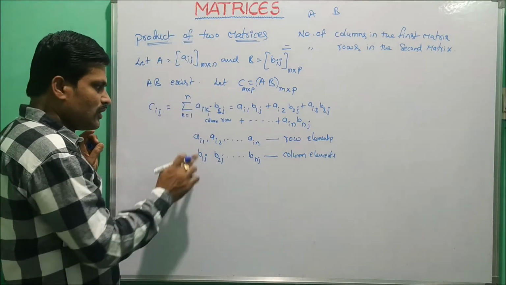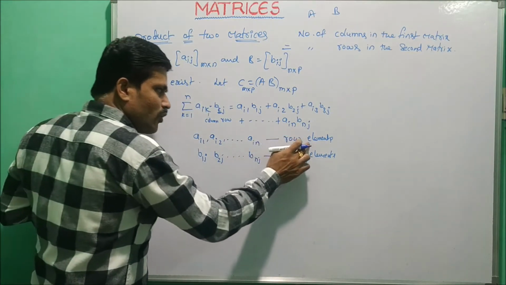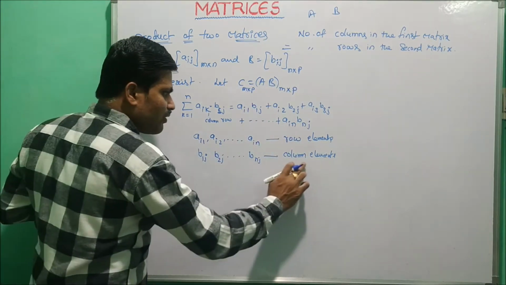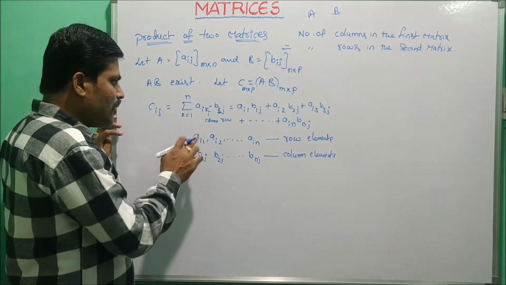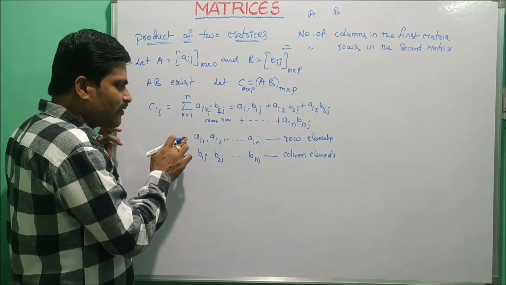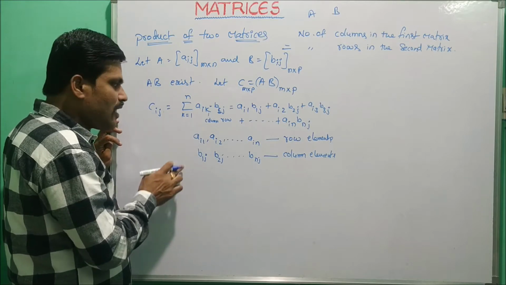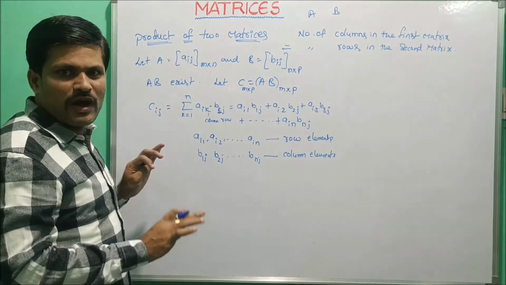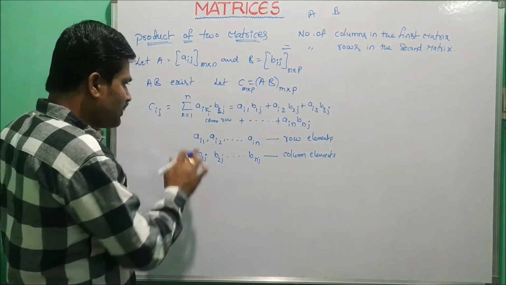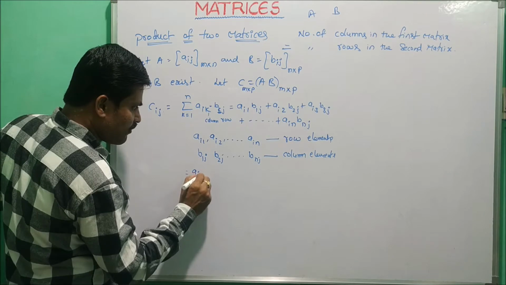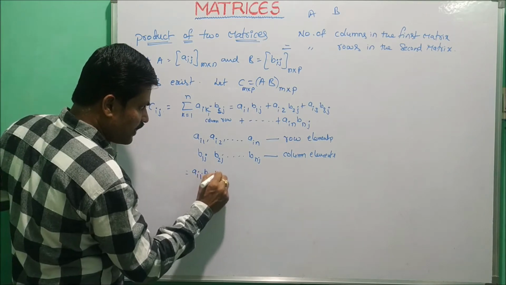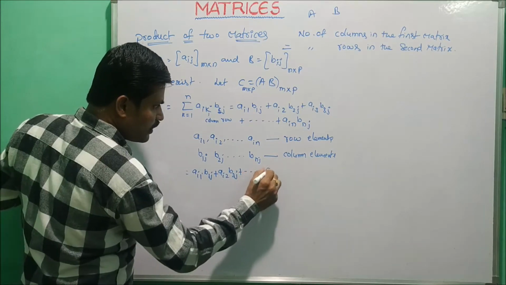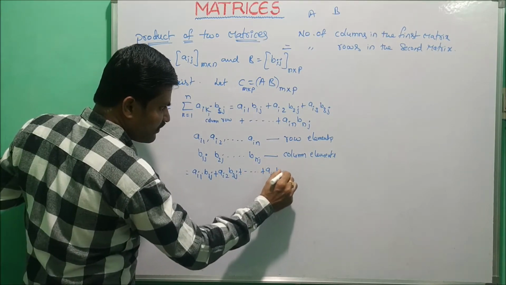Clearly we have to observe, A star can be taken row wise. So these are the elements in the row, and these are the column elements. Now here we multiply the corresponding elements in the row and column, and we take the summation of that product. Then it can be written as Ai1 into B1j plus Ai2 into B2j plus and so on, Ain into Bnj.